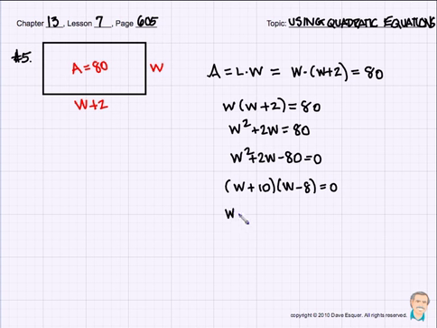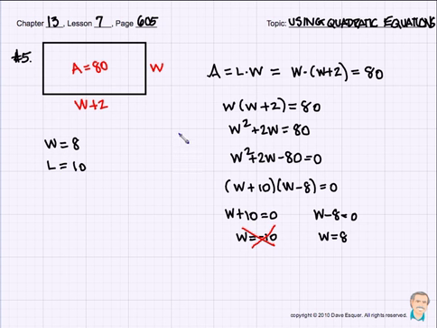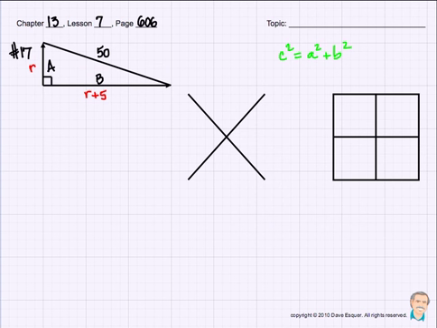Our zero product property tells us that W plus 10 is equal to 0, or W is equal to negative 10. Our second one says W minus 8 has to be equal to 0, or W in this instance has to be 8. As we look at our two answers, we're going to discount the negative one automatically and toss that out because we can't have negative directions. So if we go back to our problem, the width has to be equal to 8. And lo and behold, the length has to be 8 plus 2, or the length has to be equal to 10. Not so bad. Let's try something a little bit more challenging.